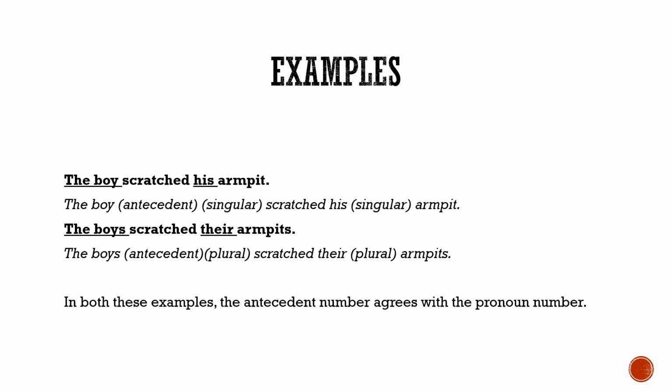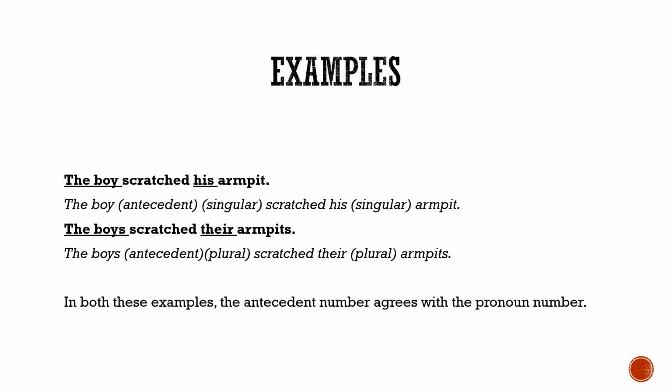If you're looking at these examples, his and their are the pronouns. The boy scratched his armpit, his is our pronoun, and also the boys scratched their armpits, their is also a pronoun there. Now there is a new word there, antecedent. An antecedent means the noun that comes before the other thing. So the thing that comes before the other thing is called an antecedent.